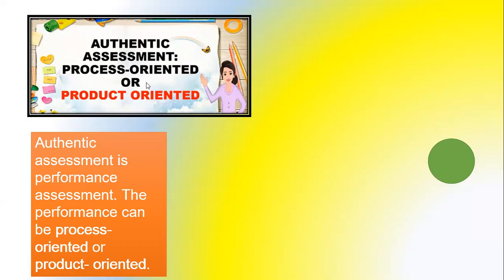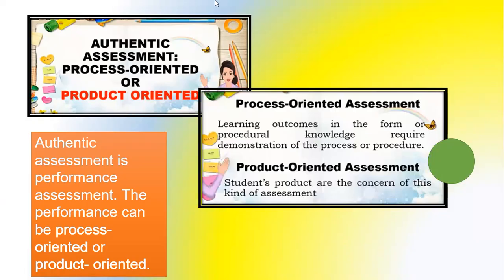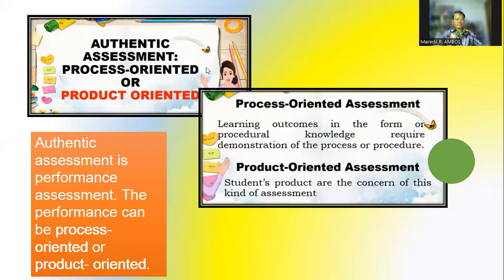Take note, my dear students, that authentic assessment is performance assessment. So the performance can be process-oriented or product-oriented. Let's define process-oriented assessment. When I say process-oriented assessment, learning outcomes in the form of procedural knowledge require demonstration of the process or procedure. So what words do we need to remember? We need to remember the word process or procedure.